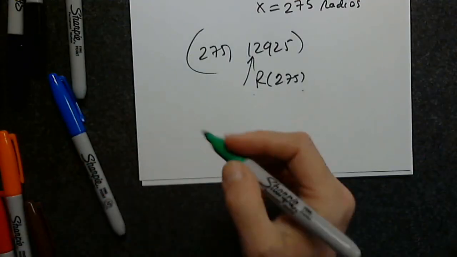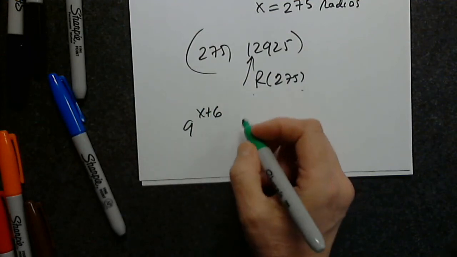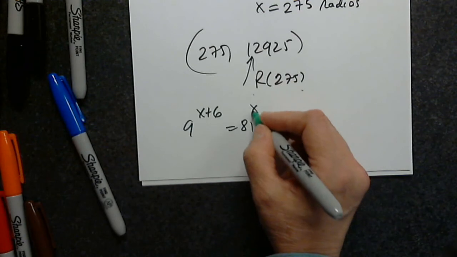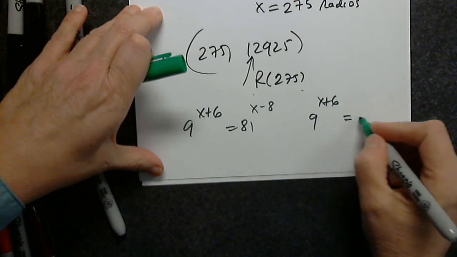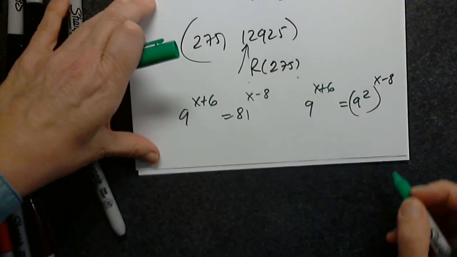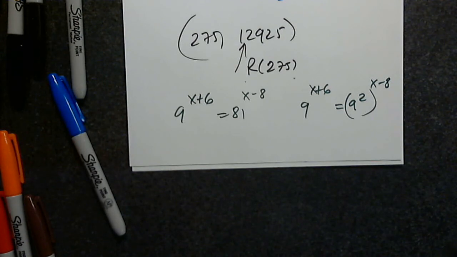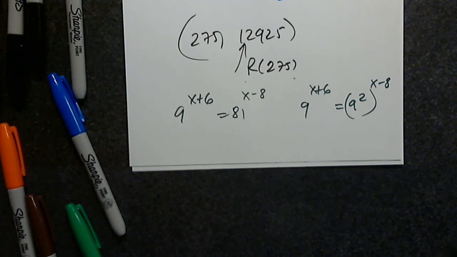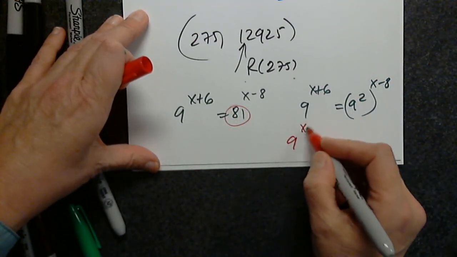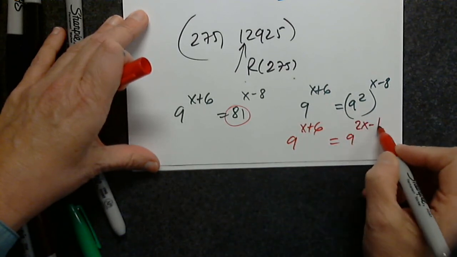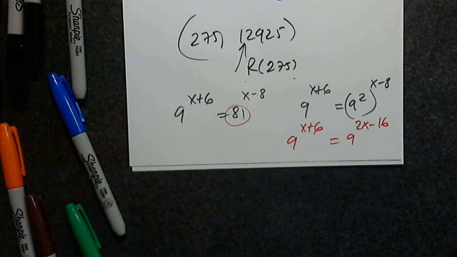We have 9 raised to x plus 6 equals 81 raised to x minus 8. Normally I would say prime numbers only, but in this case, 9 and 81 are okay. So 9 raised to x plus 6, and 81 is 9 squared, everything raised to x minus 8. So I changed 81 into 9 squared. So 9 raised to x plus 6 equals 9 raised to 2x minus 16. Is this okay? Yes. So then two numbers are equal and they have the same base.